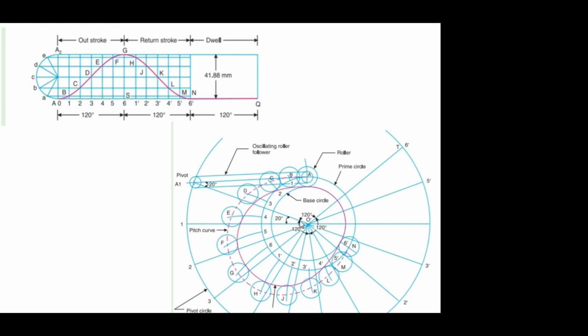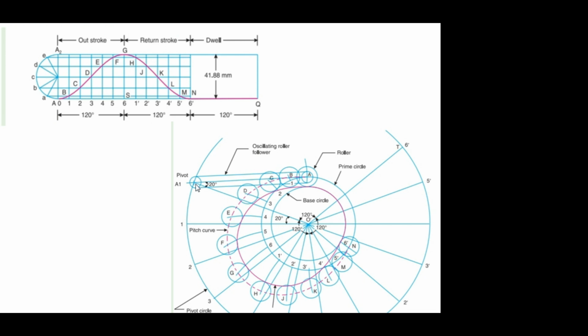Draw the pivot circle taking O as a center and OA1 as a radius. Join OA1. From OA1, divide the pivot circle with the angles theta O 120 degree, theta R 120 degree and theta D 120 degree. Then divide theta O and theta R into equal parts, as theta O and theta R in the displacement diagram. Here theta O and theta R are divided into 6 equal parts in the displacement diagram. Here also divide theta O and theta R in 6 equal parts.